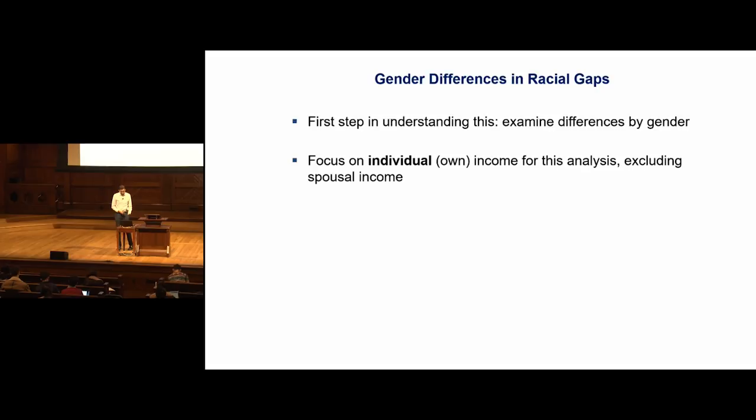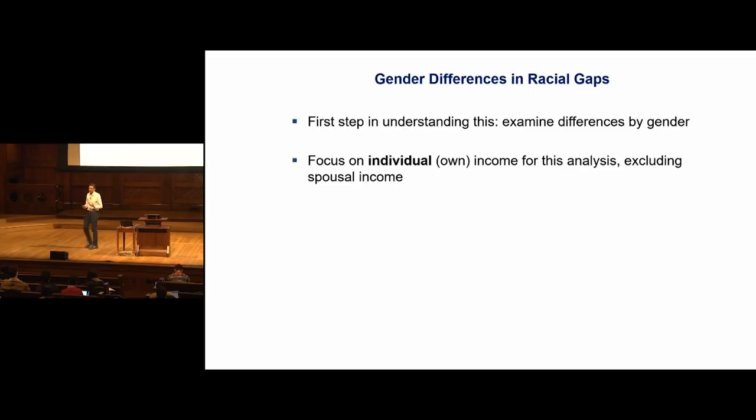All right, so I'm going to walk through a series of steps in trying to answer that question. The first step in understanding this, which you touched on with your question about incarceration and Black men, is to cut the data by gender. It turns out this is incredibly important. Looking at men and women separately turns out to be extremely important in understanding what's going on.